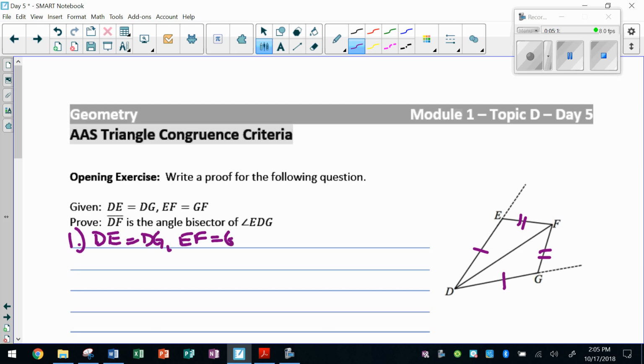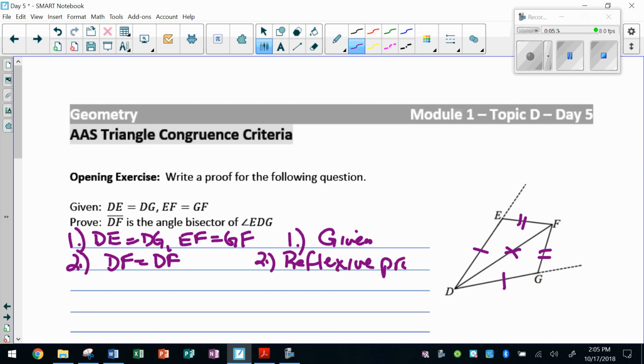And if I'm looking for another congruency, I can see that both triangles share a common side. So DF is reflexive. DF is equal to DF. That's a reflexive property. And the triangles are congruent by side, side, side. So triangle DEF is congruent to triangle DGF. And that's because of side, side, side congruency.